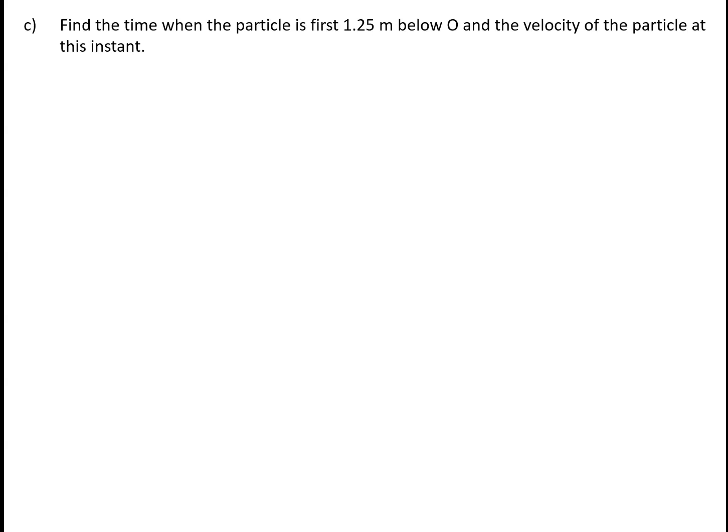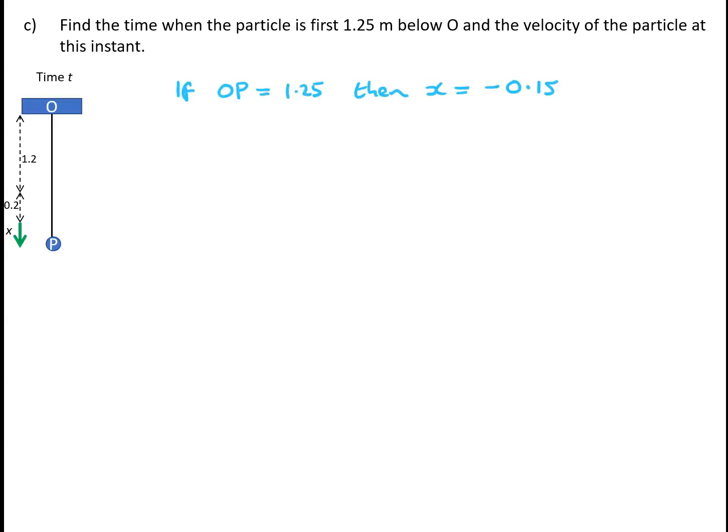Finally, we've got to find the time when the particle is first 1.25 meters below O and the velocity of the particle at this particular instant. Now, if OP is 1.25 meters, then what we want is the value of x to be minus 0.15 meters.